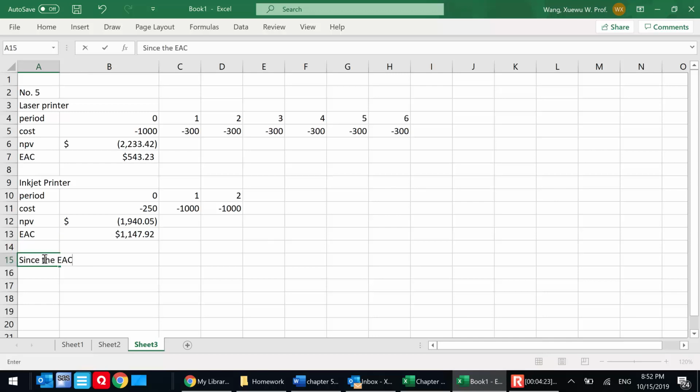Since the EAC is higher for the inkjet, which should we use? Is it the higher the better, or the lower the better? Remember, you're talking about the cost, so the lower the better. So we should use the laser printer. So that is question number 5. It should be very straightforward. Let me stop the video here.